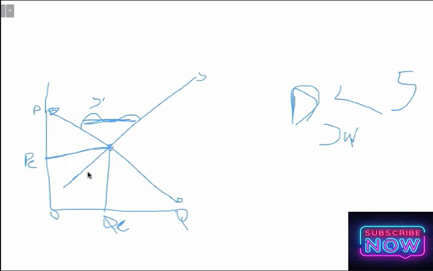What about below? Below the equilibrium price, what is happening here? Can someone tell me? Demand becomes greater than the supply. Good. Thank you very much. Demand is greater than supply.